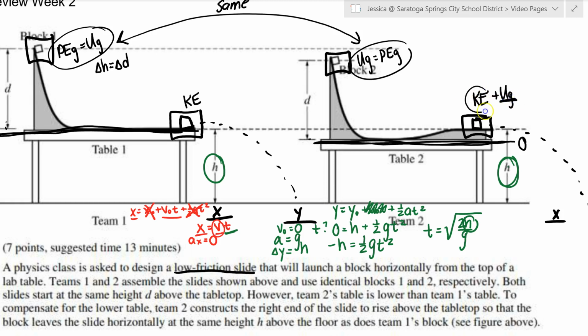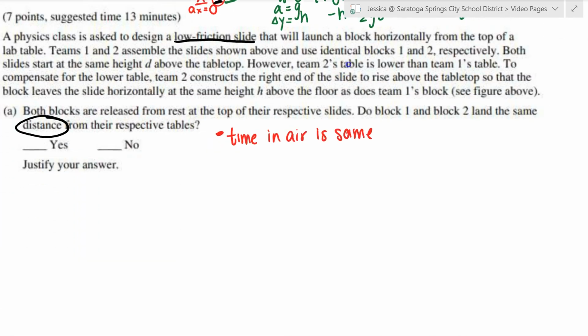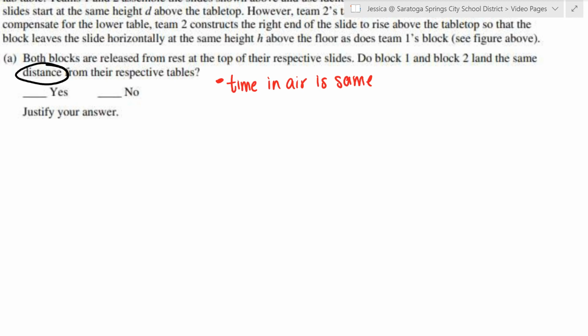So block 2 actually has less kinetic energy when it launches off the table. Now remember, kinetic energy is where we're getting this speed part from. So if block 2 has less kinetic energy, then block 2 has less speed, which means block 2, for the same amount of time in the air, is going to travel less distance. So that's how we're going to answer question A. There's a lot to get through just for one question. So, do they land the same distance? The answer is no. So justify your answers.